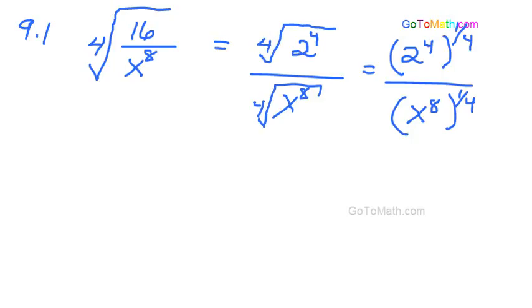4 times 1/4 is 1. We're left with 2 over, and then 8 times 1/4 is going to be 2, right? x squared. Now, something really needs to be said here that I hadn't been saying, and that is x needs to be greater than 0, because this and this are really kind of two different things when we're talking about its domain.